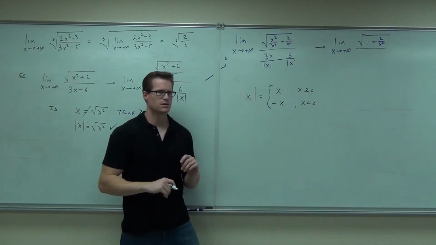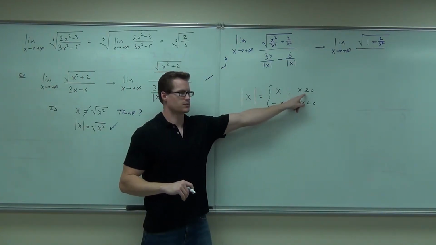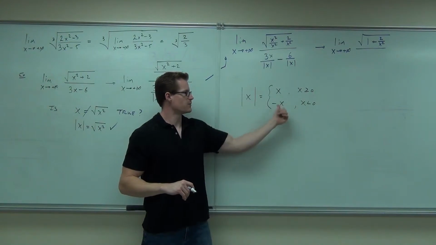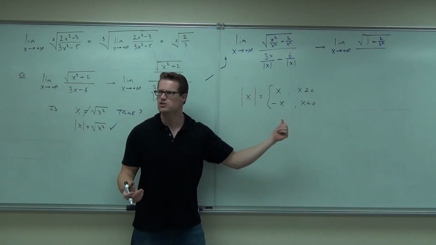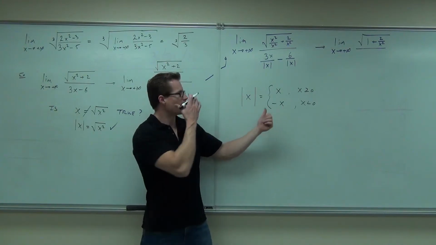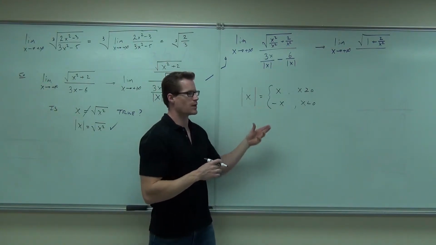Does that make sense to you? If x is positive, you leave it alone. If x is negative, you change the sign. And that was the whole idea. That's the piecewise definition of absolute value. Do you remember that? I think we did it in here, actually. Well, this is how you apply that.